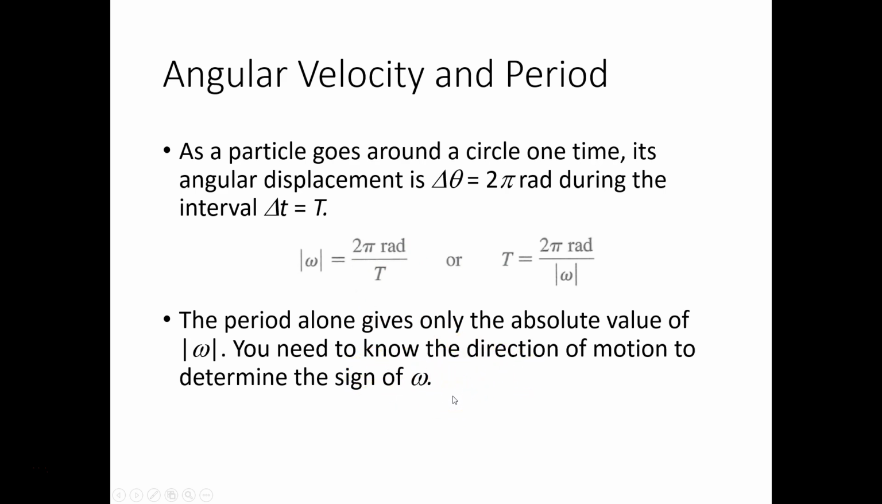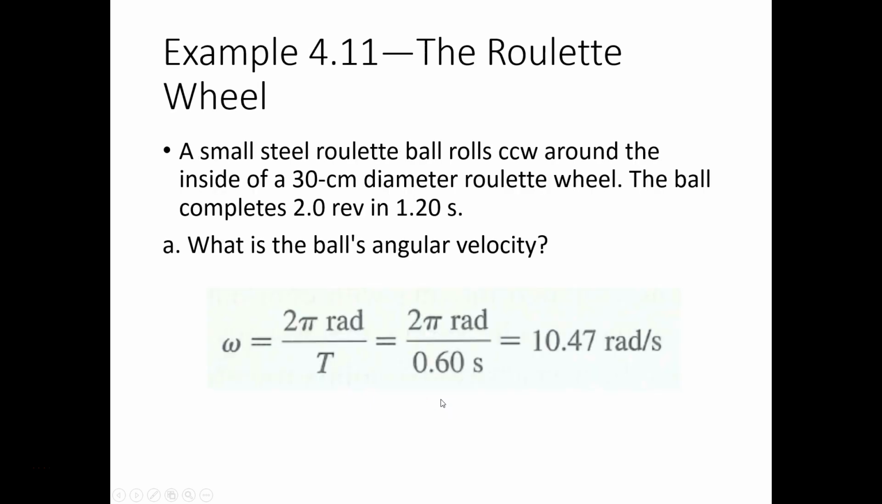So remember, we said counterclockwise is positive and clockwise is negative. Here's a good example. A small steel roulette wheel rolls counterclockwise. So right off the bat, we know that that is positive. Inside a 30 centimeter diameter roulette wheel, the ball completes 2 revolutions in 1.2 seconds. So they want us to figure out what is the angular velocity.